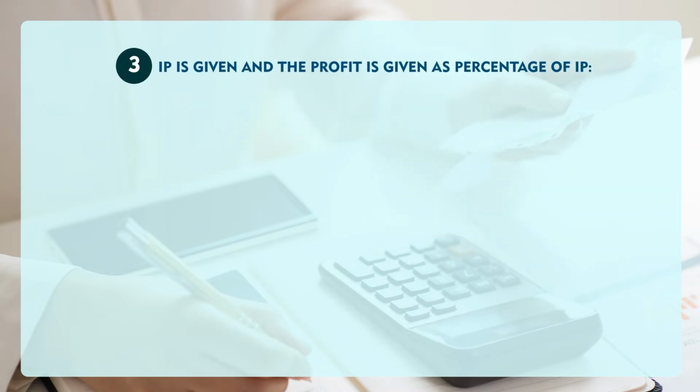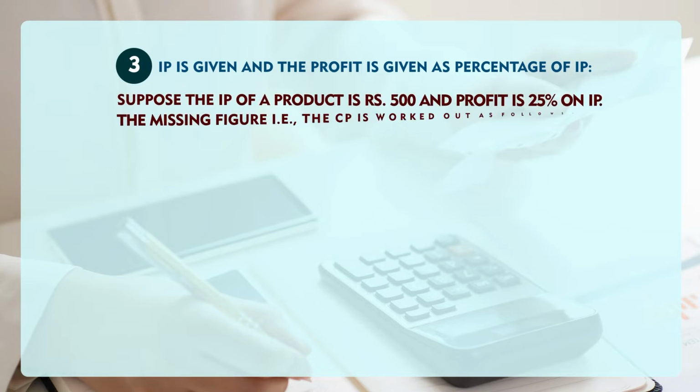Then the third one is, IP is given and the profit is given as a percentage of IP. Suppose the invoice price of a product is 500 and the profit is 25% on IP. The missing figure, that is the cost price, is worked out as follows. We have to calculate the cost price.